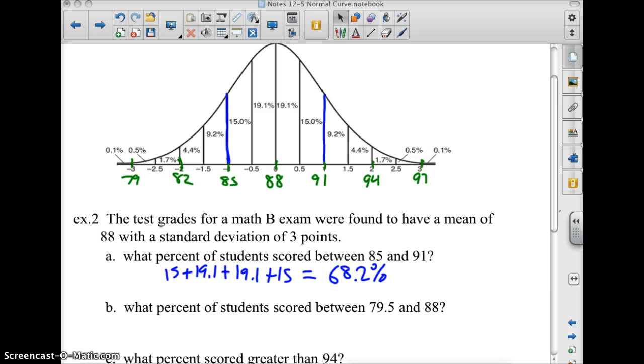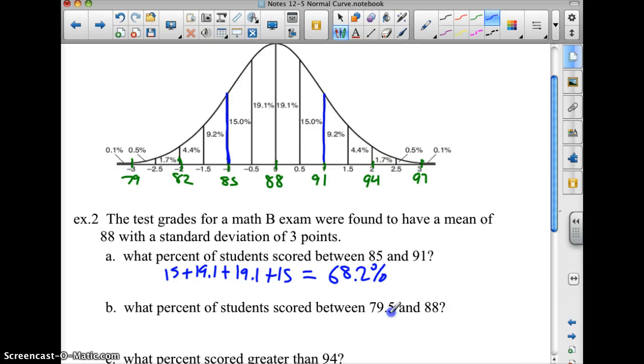What percent of students scored between 79.5 and 88? Okay, 79.5 and 88. And you know what I'm going to do? I'm going to just change that 79.5, all right? Because the Regents is going to give you something that's either a full standard deviation away from the mean or a half, okay? So 79.5, I'm going to change that to 80.5, all right? And if there's time in class tomorrow, I'll show you how you can do it with exactly 79.5 in the calculator, all right? Or you can read through the directions and probably do it yourself, all right?